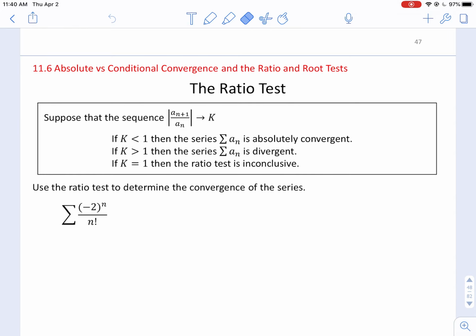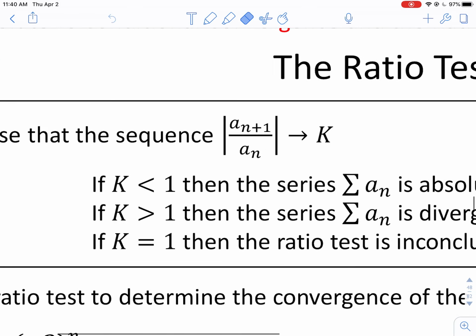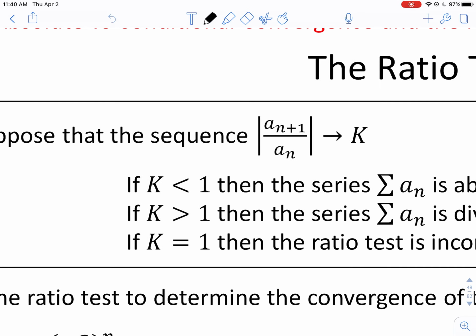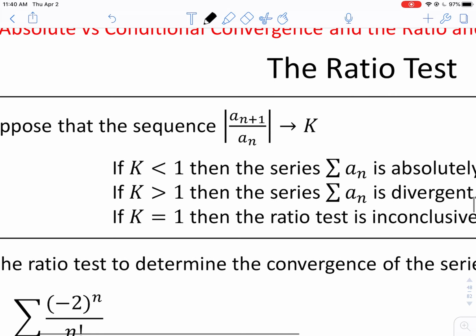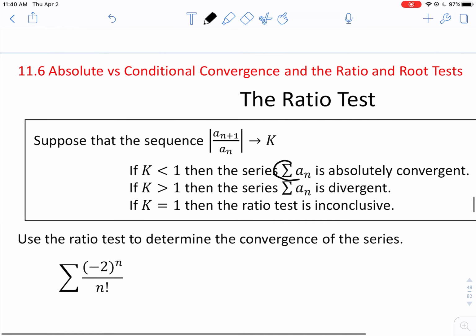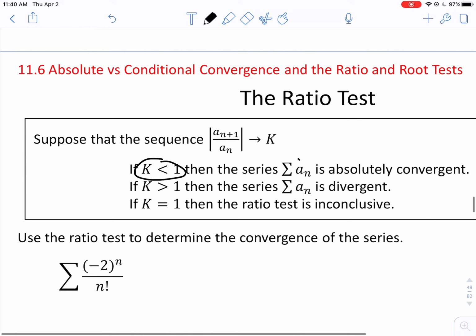All right, here's the ratio test. Suppose that a sub n plus 1 divided by a sub n, this plus 1 is part of the subscript, and you take the absolute value of that ratio and you do a limit, and that limit is k. Depending on what k is, we can make conclusions about the series of a sub n. If k is less than 1, then we're going to be able to conclude that the series is absolutely convergent. If k is more than 1, that the series is divergent. And if k is 1, then the ratio test is inconclusive. You would have to do some other test.